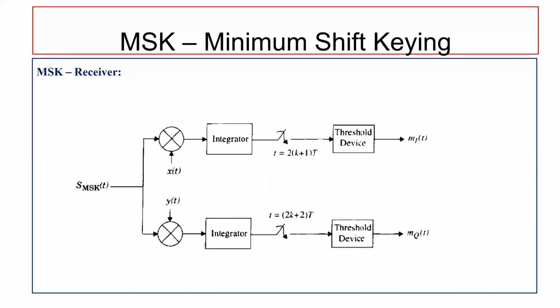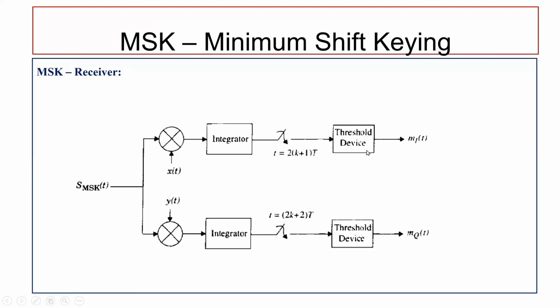Then it follows the MSK receiver. This MSK receiver is detected either non-coherently or coherently. In this diagram, first it will be shown with the coherent detection. In this, the received noisy MSK signal is correlated with locally generated replicas of the same reference signals X of t and Y of t, which were used in the transmitter side. And then the resulting in-phase and quadrature outputs are compared with the threshold of 0.